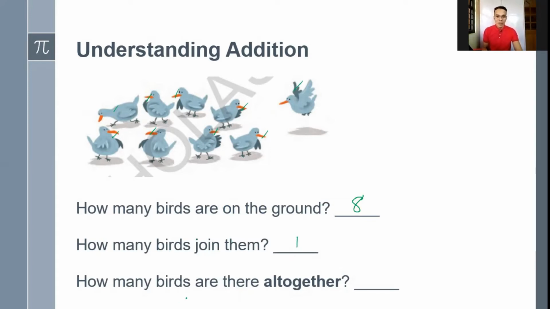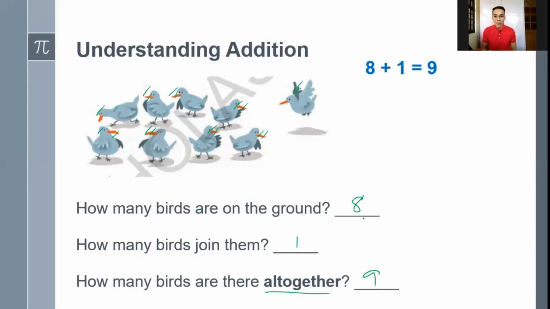How many birds are there all together? So there's the word all together. All together means we are going to count them all. So we're going to count every bird we see in the picture. We have 1, 2, 3, 4, 5, 6, 7, 8, and 9. There are 9 birds all together.